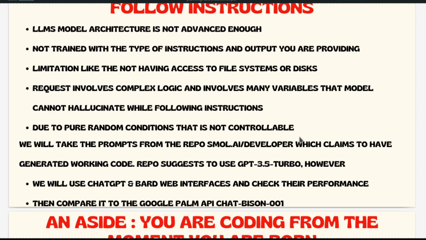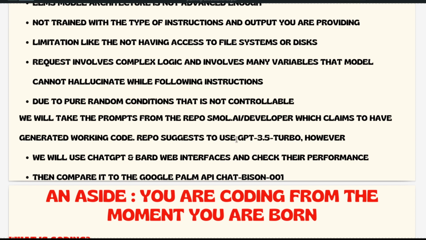What we are going to do is we are going to take the prompt from the small.ai developer repo. This particular repo has been claimed to create programs that are working, that can directly compile and give working extensions, websites, etc. So we are going to use this particular repo, look at their prompts, and then try to use that prompt for the problem that we are trying to solve. Okay. The repo suggests to use GPT 3.5.